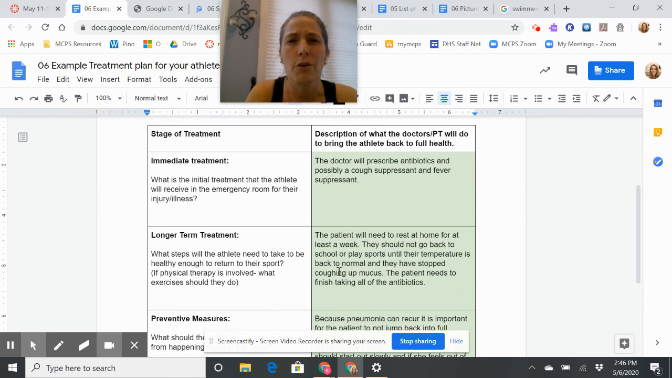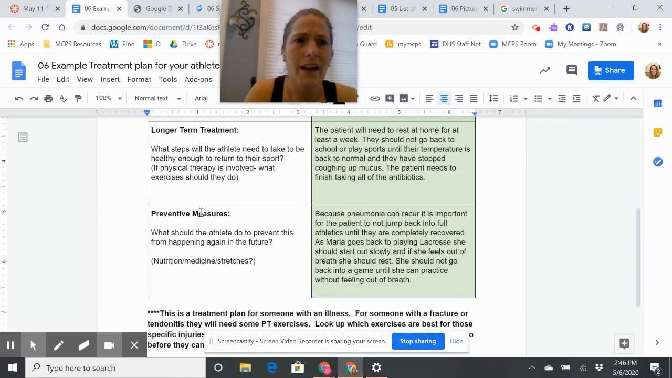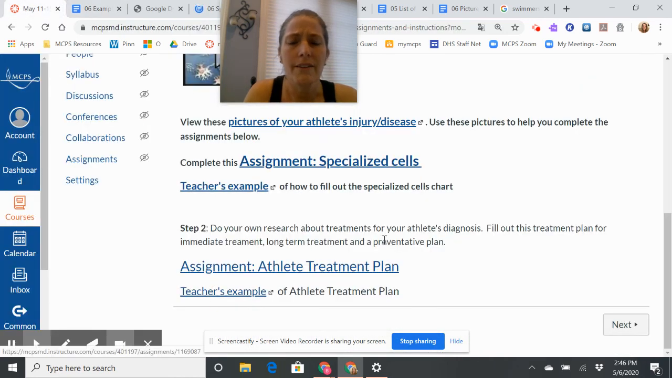And it should be fairly straightforward. For the ones that are more a single thing, like the overhydration, you could talk about, well, what had the athlete done that had led them to this, and making sure you don't do that in the future. Okay, so those are your 2 assignments this week. The specialized cell chart, where you go through the different types of cells and you explain whether or not they're involved in the injury, and the treatment plan.